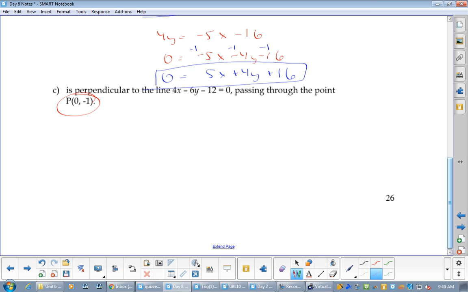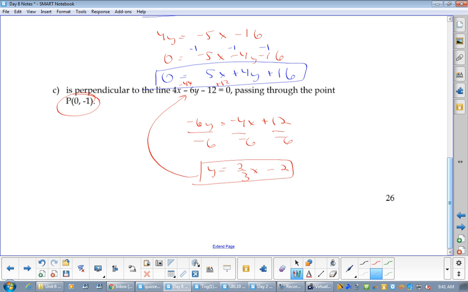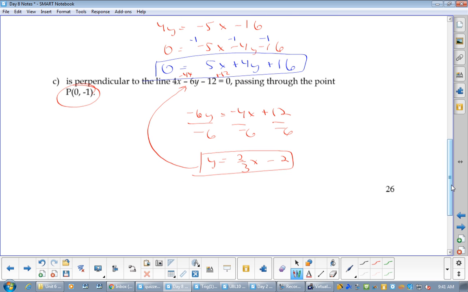So I am going to get minus 4x and plus 12 on the other side. So negative 6y equals negative 4x plus 12. Then I'm going to divide everybody by negative 6. Y will equal, now negative 4 over negative 6, a negative negative is a positive, and 4 over 6 would reduce down to 2 over 3x minus 2. Okay, so this is the slope of this line. What will be the slope of my perpendicular line with a y-intercept of 0, negative 1?